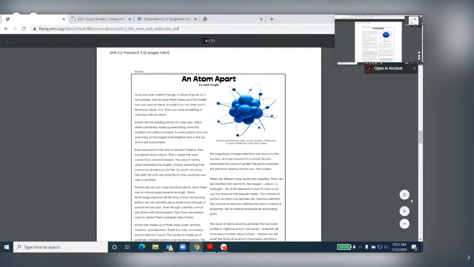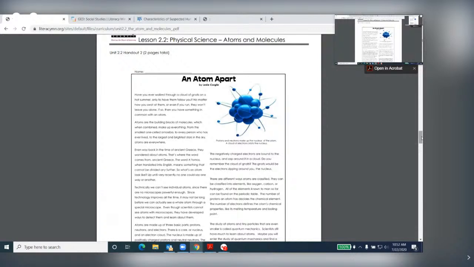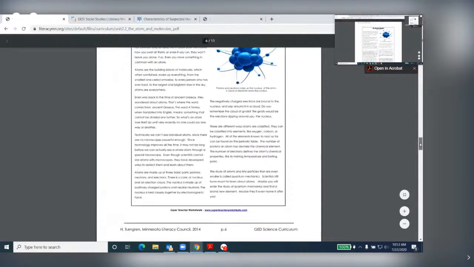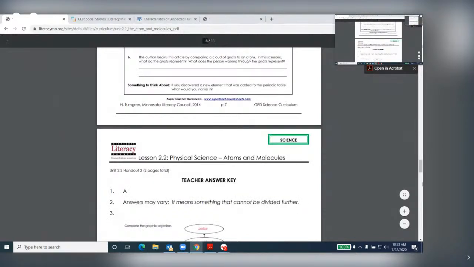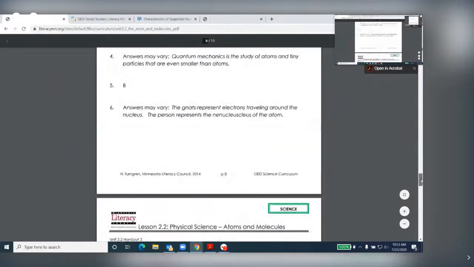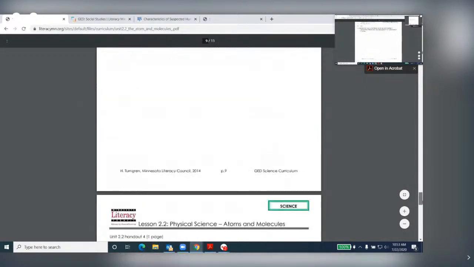Okay, so basically we would be kind of the nucleus, the human, and the gnats are all the particles swirling around outside of us. So it says here, do you remember the clouds of gnats? The gnats would be the electrons zipping around you, the nucleus. So the human would be the nucleus, and the gnats or the mosquitoes would be the electrons zipping around us. So that's what you want to put in number 6. And I think it'll say it right down here. The gnats represent the electrons traveling around the nucleus. The person represents the nucleus of the atom, okay? And all the answers are right in here.